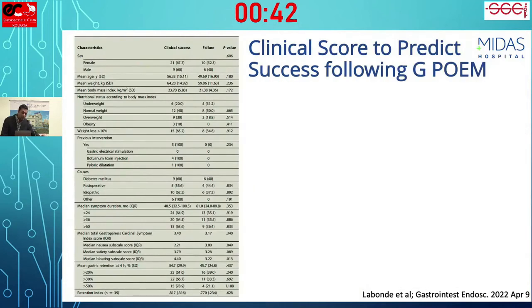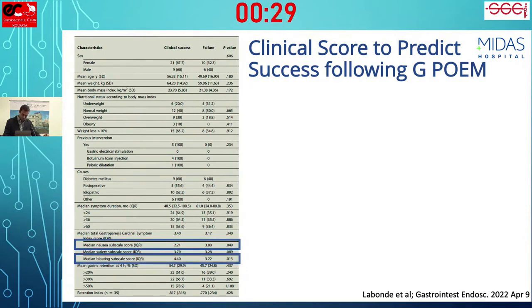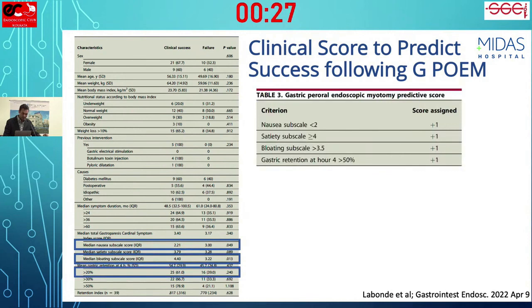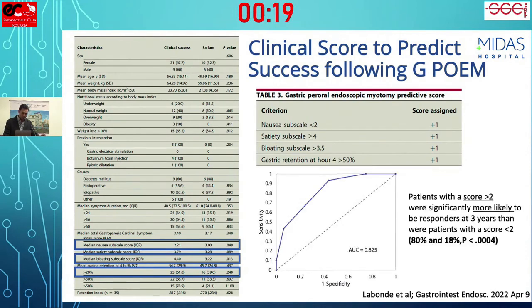Another study looking at this using a clinical score without the EndoFLIP, which is what we can do here in India, is the nausea scale was lower in those who were successful, and the bloating score was higher. So what they did was create this scale with low nausea subscore, high satiety and bloating, high gastric retention, and with this they could predict which patients will successfully respond to GPOM.